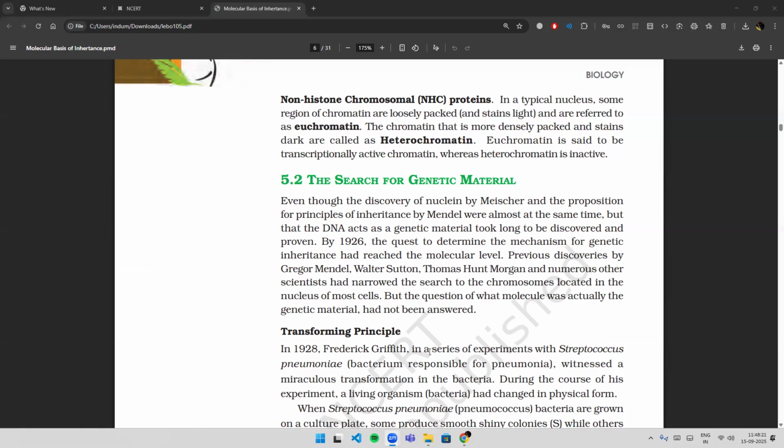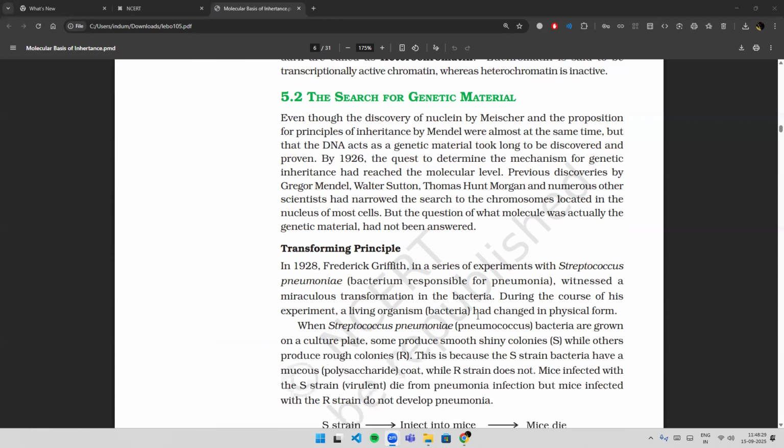Previous discoveries by Gregor Mendel, Walter Sutton, Thomas Hunt Morgan, and numerous other scientists had narrowed the search to the chromosomes located in the nucleus of most cells. But the question of what molecule was actually the genetic material had not been answered. Transforming principle.